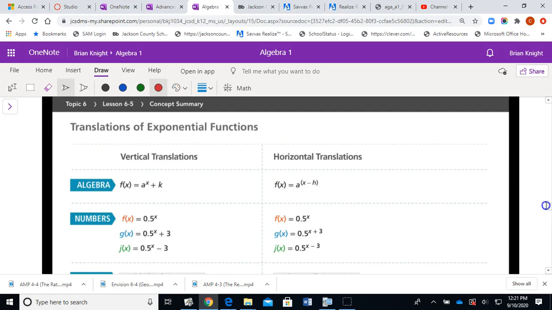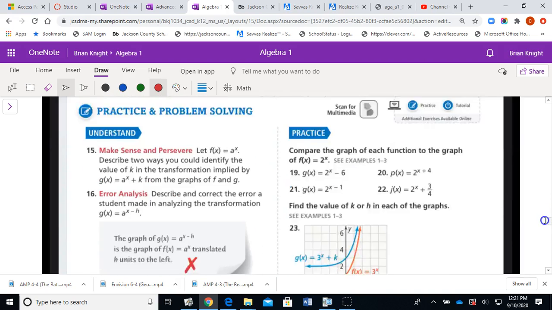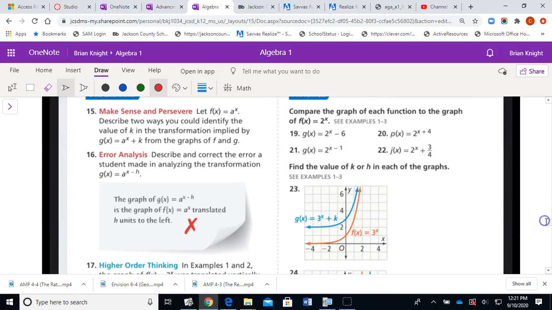These are just your main topics, stuff that, again, you already know. And that's pretty much the lesson. So let's just do our problems here while we're here. Again, you don't have to write these down. We're just going to talk through them. Okay? Should take us all of 2 minutes. Compare the graph of each function to the graph of f of x equals 2 to the x. So we're comparing them to 2 to the x.